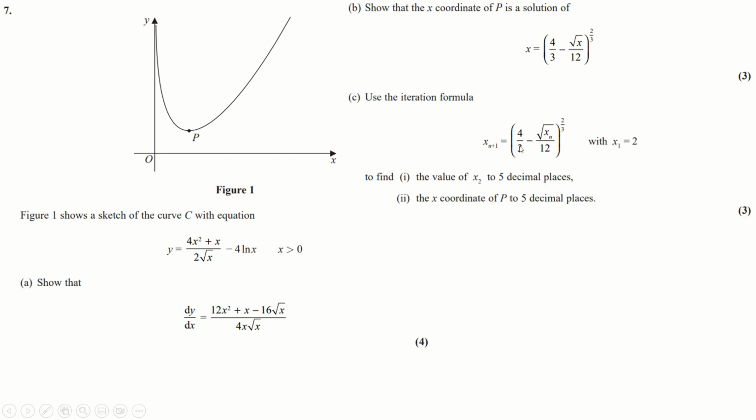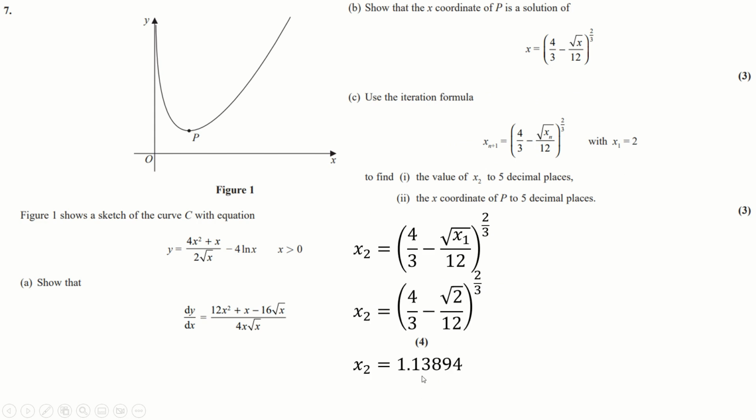Good. So use the iteration formula. So x2 is when n is 1. So you get this. And then x1 is apparently 2. So you type this into the calculator, which gives you this. And then you replace this 2 with your answer. And you press equals a bunch of times until none of the decimals change anymore. And you get this number here.